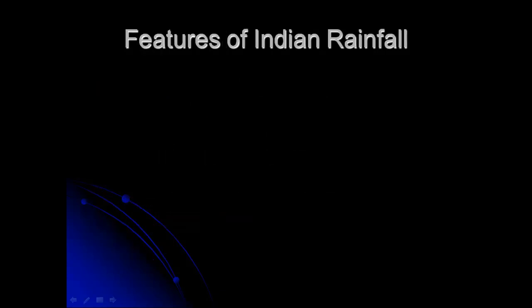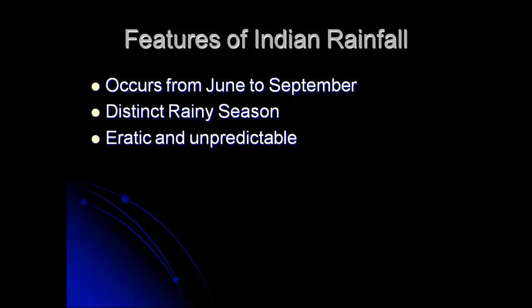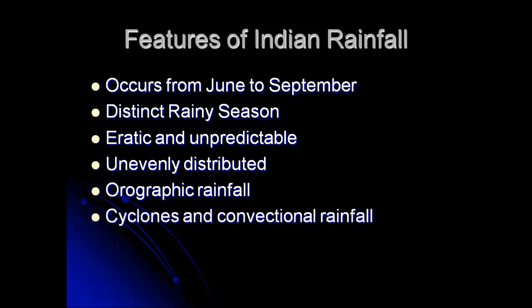Now what are the features of Indian rainfall? Occurs from June to September. Distinct rainy season. Erratic and unpredictable. Unevenly distributed. Orographic rainfall. Orographic rainfall means the presence of hills and mountains. Cyclonic rainfall and convectional rainfall.